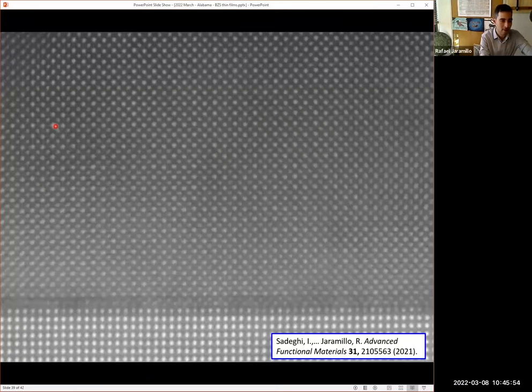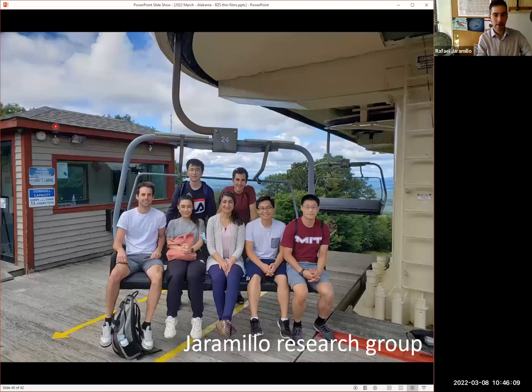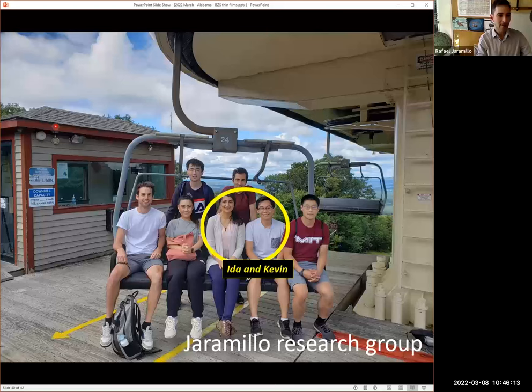Okay. So this is the picture I want to leave you with. I wouldn't have any of this if it weren't for my collaborator, Jim Lebeau, who is a STEM wizard. So you need to definitely acknowledge Jim Lebeau and his group. And now, acknowledge my group. This is us in the fall, I think. We hiked up to the top of a local ski mountain. Ida and Kevin are the postdoc and student who are responsible for this work.